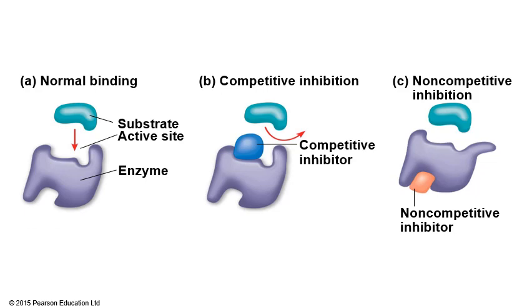The picture showing the comparison among the normal binding for the normal biochemical reaction, that's the A, and B, that's the competitive inhibition, and C, that's the non-competitive inhibition. First, for the normal biochemical reaction, the normal substrate is going to bind into the normal active site of an enzyme. That's the start of a biochemical reaction.